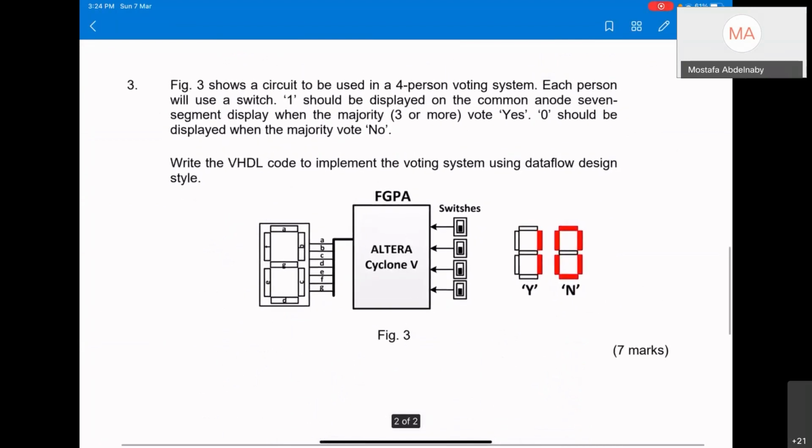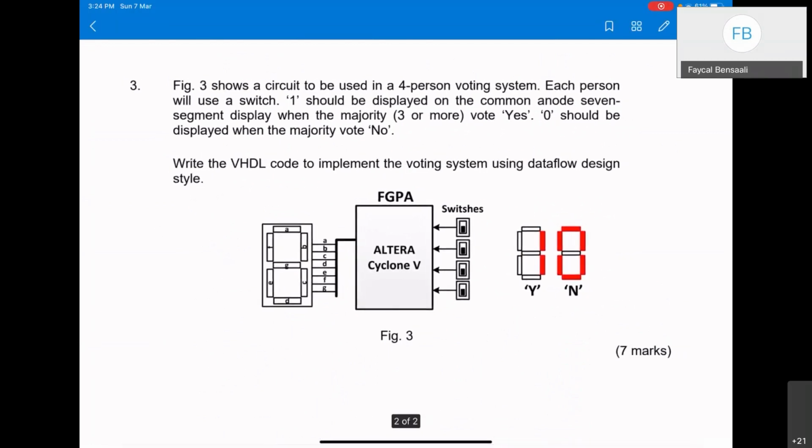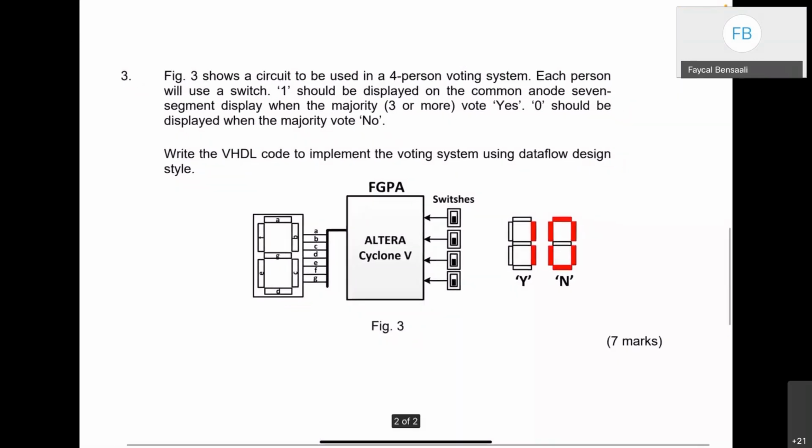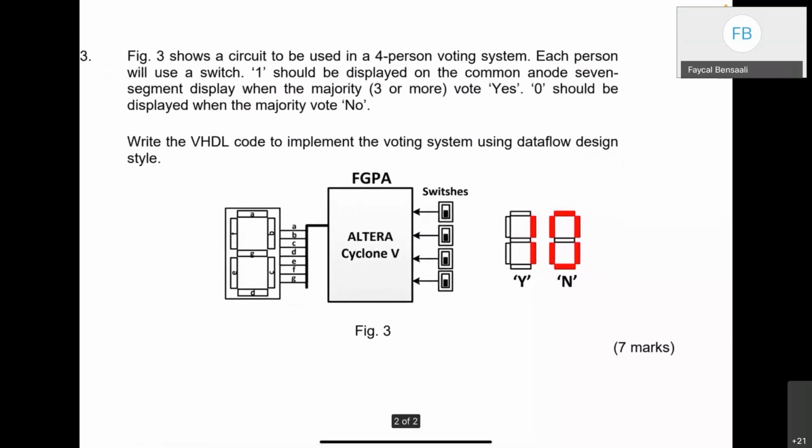For question 3, it says if it's majority 1, it should display 1. If it's majority 0, it should show 0. If there's no majority, it shouldn't show anything, or is there a default value? What we mean by the majority, when do you display 1? If the majority votes yes, which means we have 3 or more, so 3 or more of the switches were on. What confused me is that the sentence says 0 should be displayed when the majority vote no. What about if it's 2 no, 2 yes?